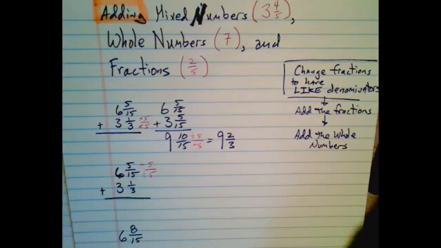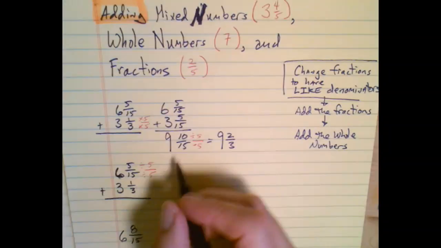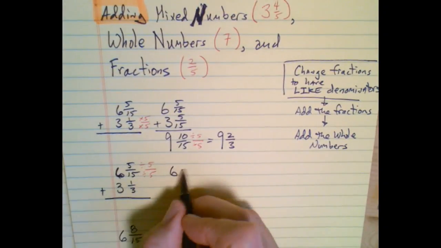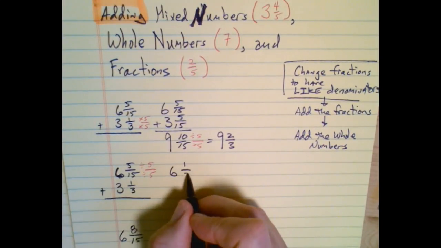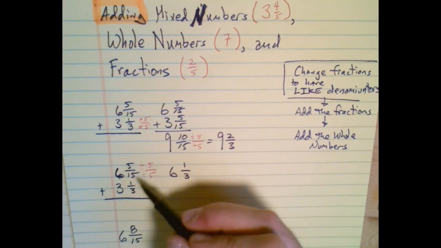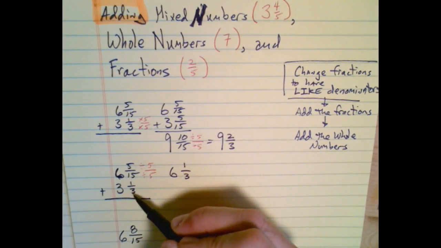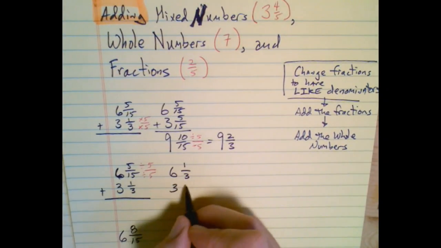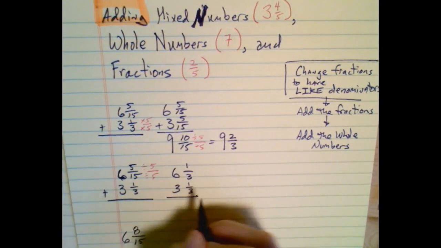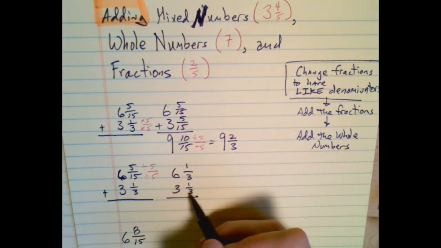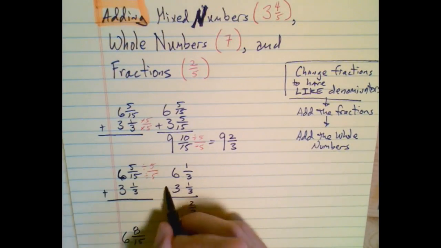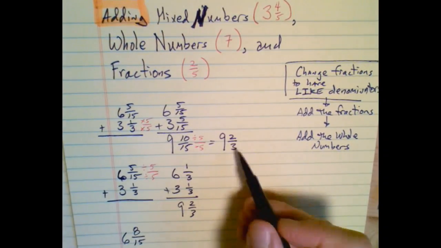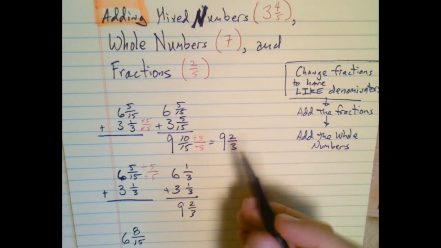So by changing this one fraction, I'm going to have 6. 5 divided by 5 is 1. 15 divided by 5 is 3. And now I've changed this fraction to match this fraction, so both of them have the same denominator. 1/3 plus 1/3 is 2/3. 6 plus 3 is 9. And lo and behold, I have the same answer.